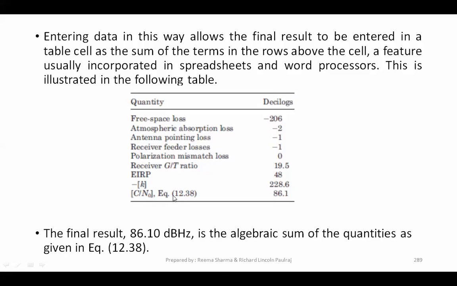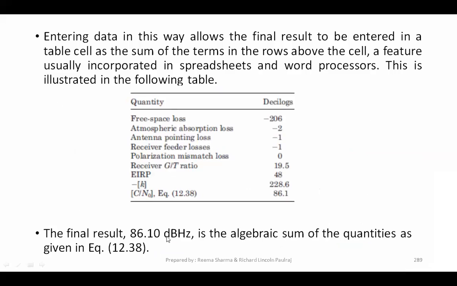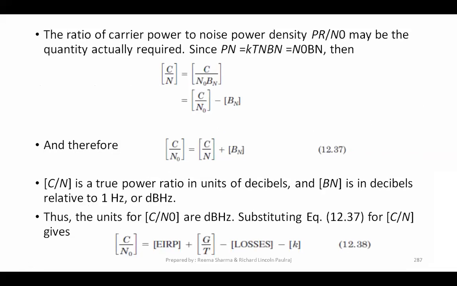So now I'll have to use my C by N, which is equation 12.38, which I have used. This equation is what I'm going to employ. Just make a note of that equation. So this will be employed, and the final result will be 86.10. You can compute them with the help of the total losses. You can put it here, then G by T, EIRP, and K, and finally you should be getting about 86.